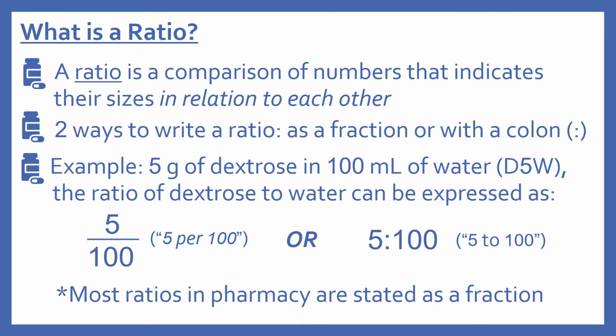If we have 5 grams of dextrose in 100 milliliters of water, this is known as D5W, the ratio of dextrose to water could be expressed as 5 over 100 as a fraction, and you would say that 5 per 100, or 5 with a colon 100, and you would say that 5 to 100. And most ratios in pharmacy are stated as a fraction.